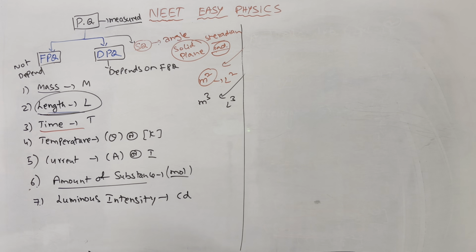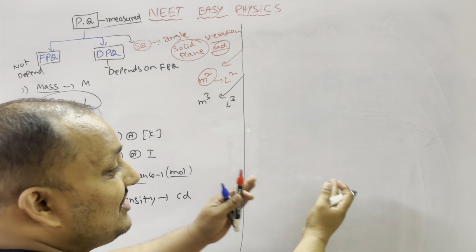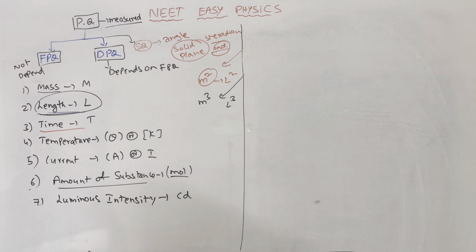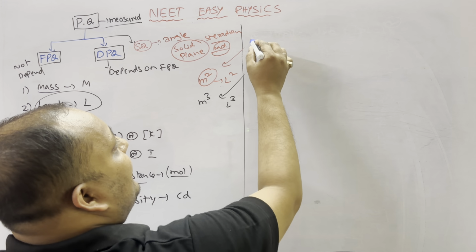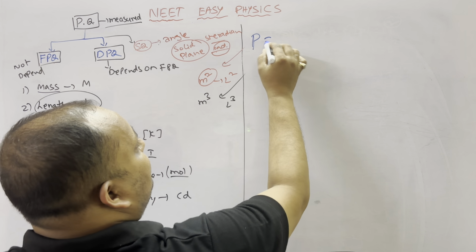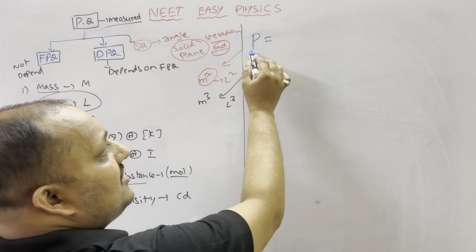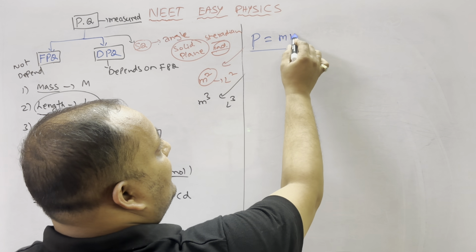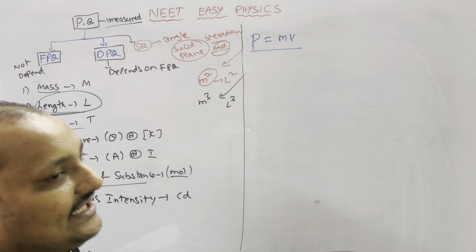So whichever we wrote here, area, volume, velocity, acceleration, all these depend on these 7 fundamental physical quantities, correct? Now can we write what is momentum? Momentum dimension formula. If you want to write the dimension formula, you should know this equation: product of mass and velocity. This one you will get in your 8th or 9th class.